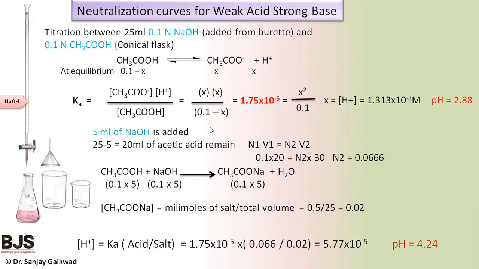Now we know the concentration of acetate ion and we know the normality of the acetic acid remaining. Then from these two values we can calculate the concentration of hydrogen ion equal to Ka into acid to salt ratio. Therefore this is equal to the equilibrium constant for acetic acid, 1.75 into 10 raised to minus 5, into 0.066 divided by 0.02, and this becomes equal to the hydrogen ion concentration of 5.77 into 10 raised to minus 5. And when you calculate this, the pH of the solution is observed to be 4.24.